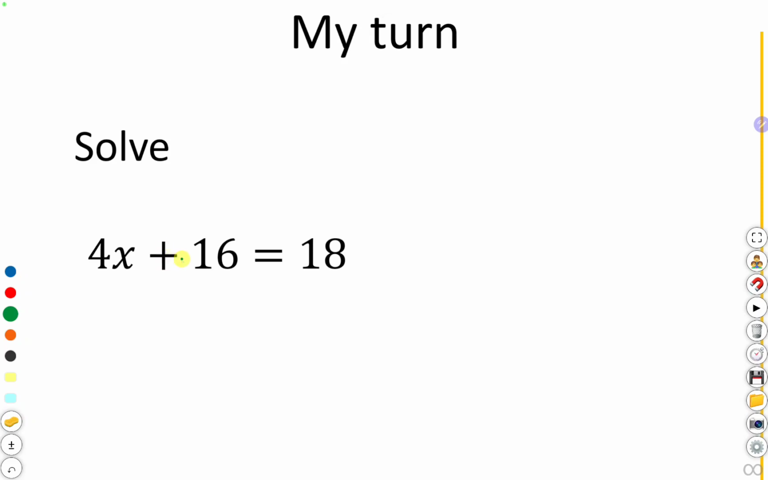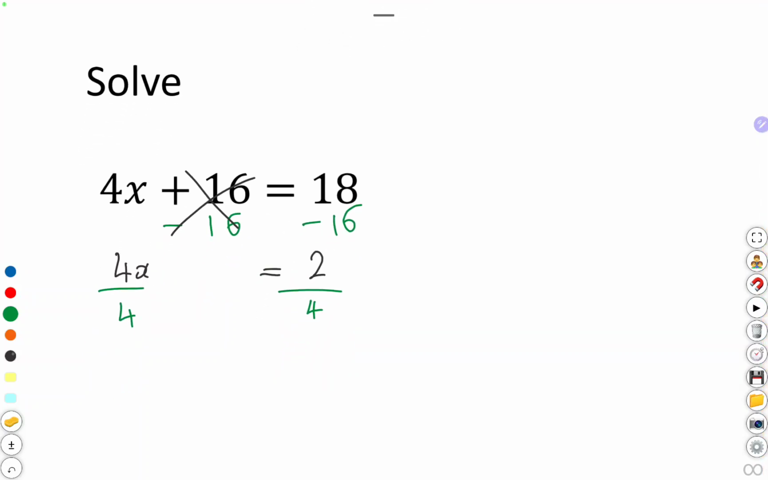So first of all, I'll get rid of the number which is plus or minus from the end. So this much is the same. So I've got 16 taken away from each side. So I've got 4x. The 16's cancel. So I've got 4x equals 2. Now I need to divide both sides by 4 to remove that 4 from the front. So now I've got x equals 2 over 4.